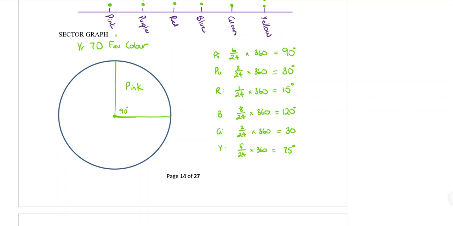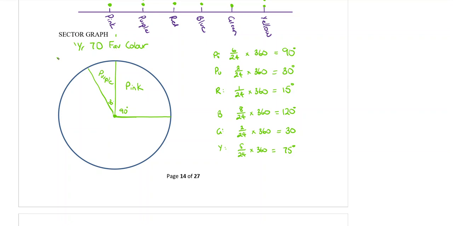Now we rotate our protractor around, which unfortunately you can't see in the video, but hopefully you can measure it with your protractor. We want 30 degrees, put a little mark, and then rule from the center to the edge. Mark that as 30 degrees, and that's for purple. Rotate your protractor around some more. This one's going to be a little one, 15 degrees.